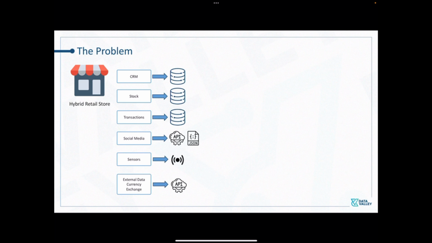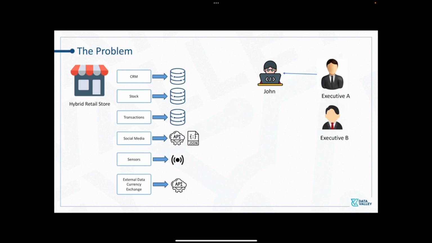which is a hybrid retail store. Let's say in this business we have two executives, executive A and executive B, and both of them have the requirement to know what the revenue of our retail store is this month. So executive A asked John from his team to go and connect to different source systems and extract the data that he needs to get the revenue for our store this month. So John went to CRM data, stock and transactions, extracted the data, did some data processing, and came back with the answer. He told Executive A, our revenue this month is 1 million.